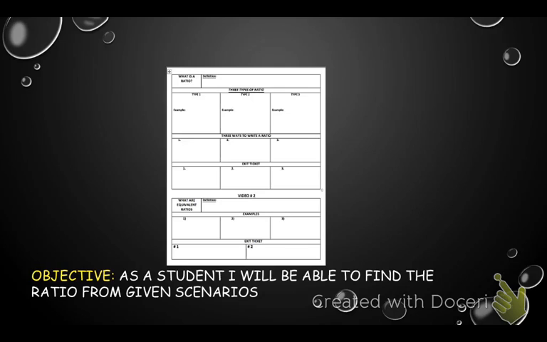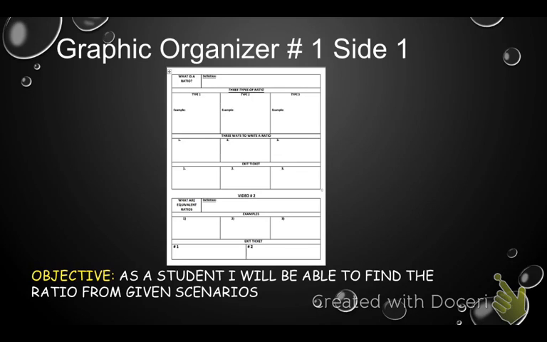I'm going to try to move kind of quickly. You need graphic organizer number 1, and you're going to be working on side 1. But before you do that, please be aware that you're only using the top part. If you look underneath this little green box, there is part 2, or video number 2. You will do that one during video 2. I'm trying to save some paper.